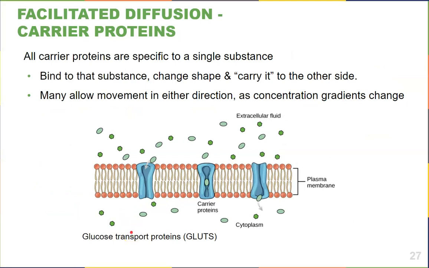Facilitated diffusion can also use carrier proteins. Carrier proteins let a molecule in and they spit it out the other side. It's not just a channel. They can't let another molecule in until that one molecule moves through. One example is a glucose transport protein. Glucose is a fairly large molecule. It's not going to move through the membrane on its own. It needs help. It needs a protein. And so this one is carried by a carrier protein.